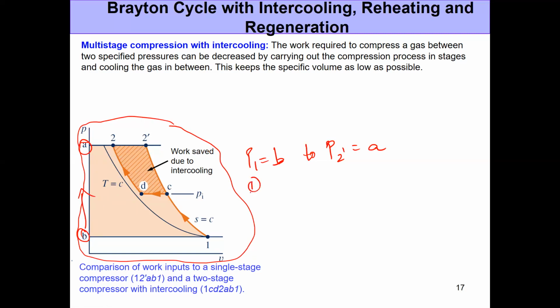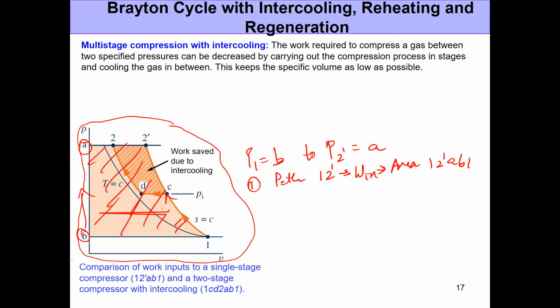You can either do it in a single step, that is, you can go along the path 1 to 2 dash, and when you do that, the work input that's required for the compression process is given by the area 1 2 dash A B 1. So this is the area that I'm sketching in red. That is indicating the work input that's needed to achieve this compression.